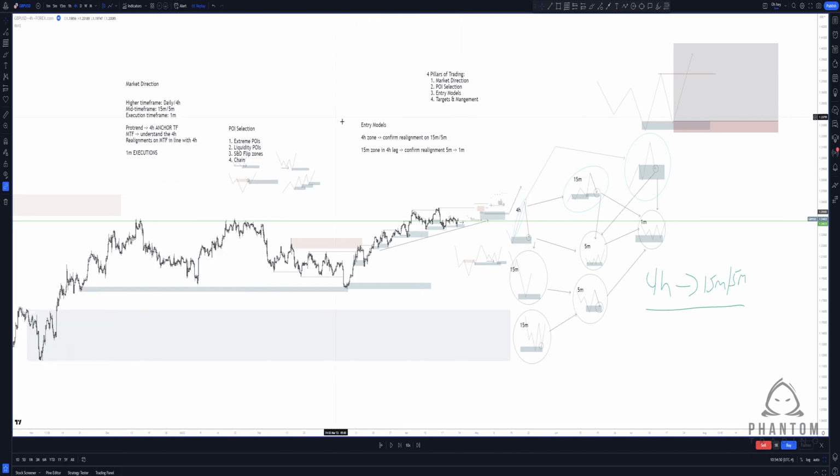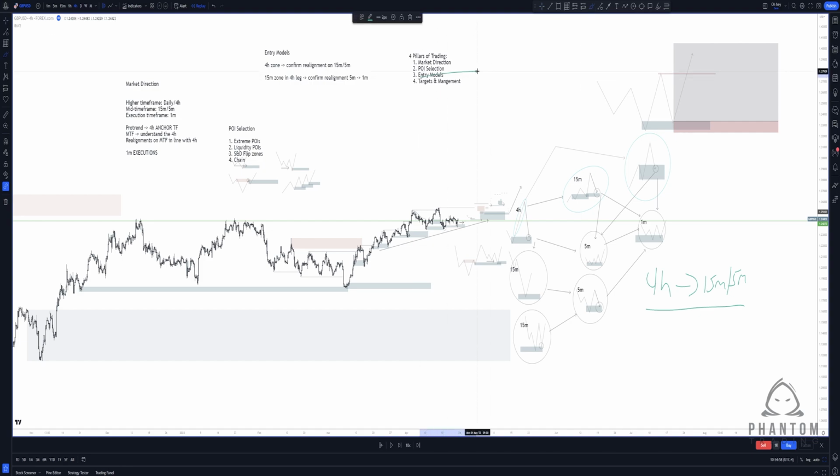We want to follow our 4 pillars of trading. Specifically this video is touching on market direction, POI selection, and entry models. The entry models part is loose because I don't really want you to focus on a specific entry model. I just want you to focus on taking pro trend trades and looking at the entry models after the fact. Then you can discern what entry models make sense for you to trade.